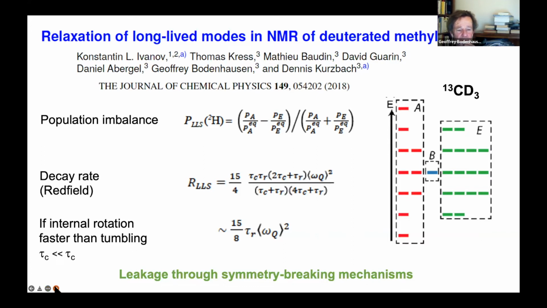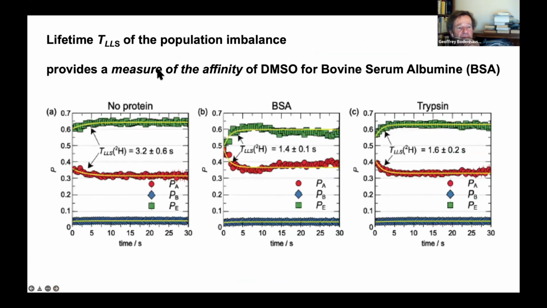So, but there is, of course, some leakage, and the leakage comes from symmetry breaking mechanisms. That would occur if your deuterated methyl group encounters another molecule, for example, a protein. And this was used to see if the population balances are affected by the encounter of the DMSO, which is the hyperpolarized deuterated methyl group that we talk about, when it meets a protein such as BSA.